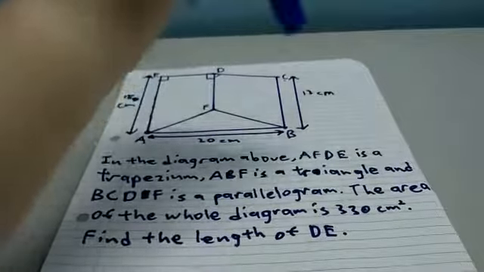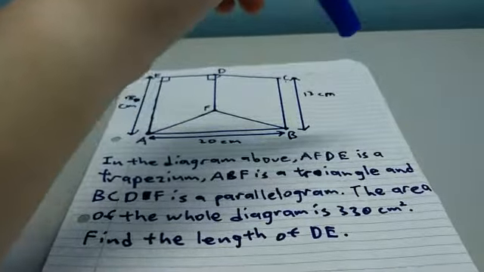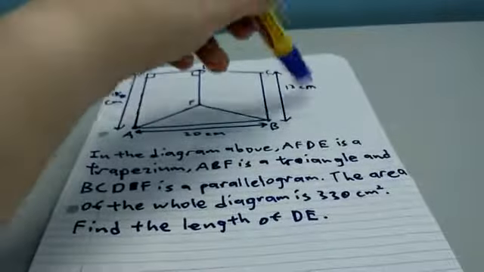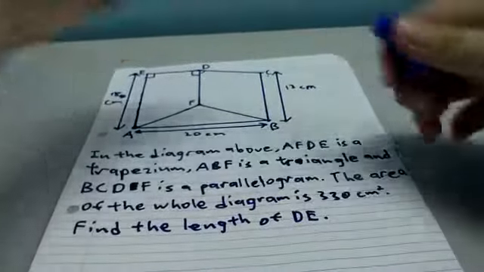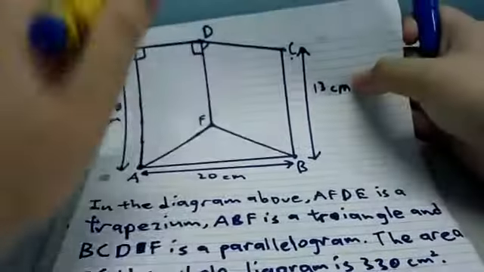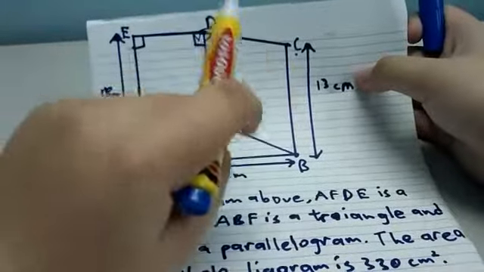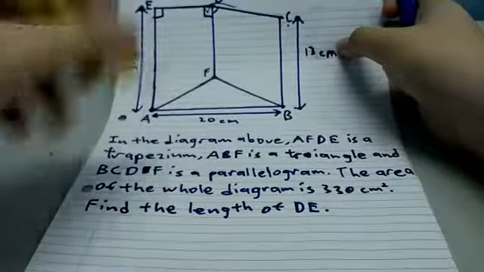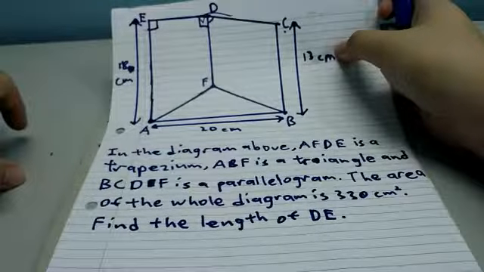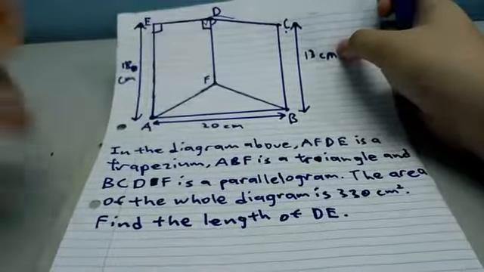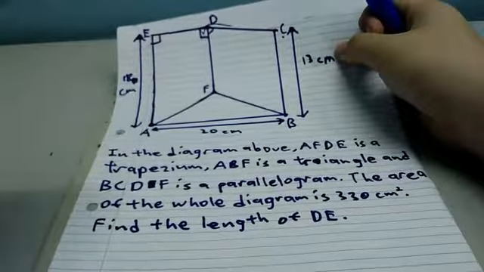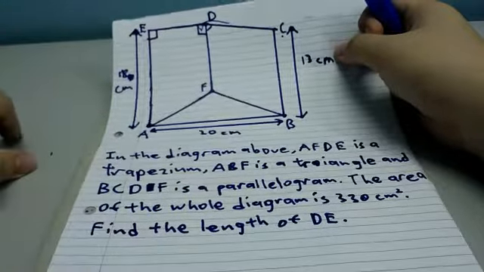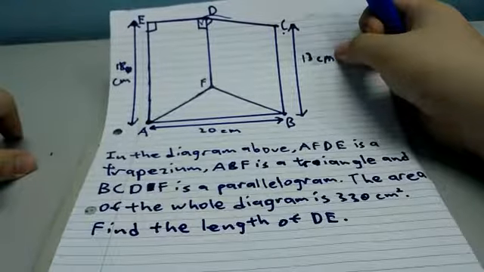AFDE is a trapezium, and BCDF is a parallelogram. And just in case you don't know, this is actually an inclined straight line, not a horizontal straight line. And the area of the whole diagram is 330 centimeters square. The question required is to find the length of DE.